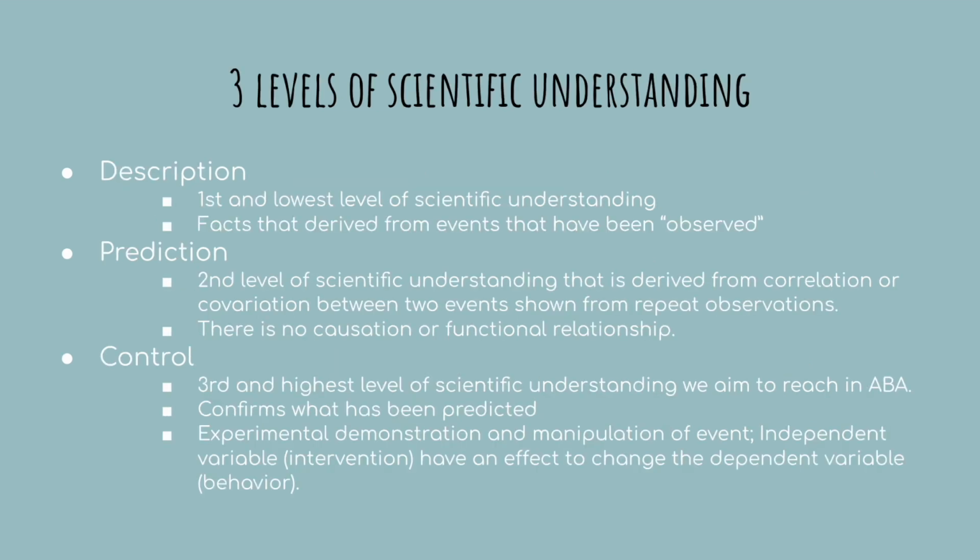Now we have the 3 levels of scientific understanding. So we have description, which is the first and the lowest level of scientific understanding. Facts that derive from events that have been observed. Though description is the lowest level of scientific understanding, it is important that the description of the behavior of interest is thoroughly described, in order for those that are on the case, such as your trainees, your caregivers, or RBTs, to be able to identify what those behaviors look like and how the data is collected, right?